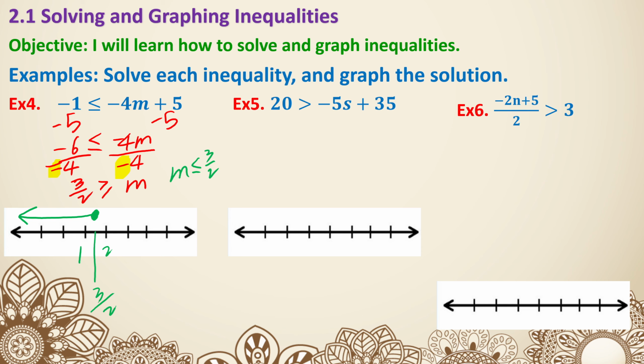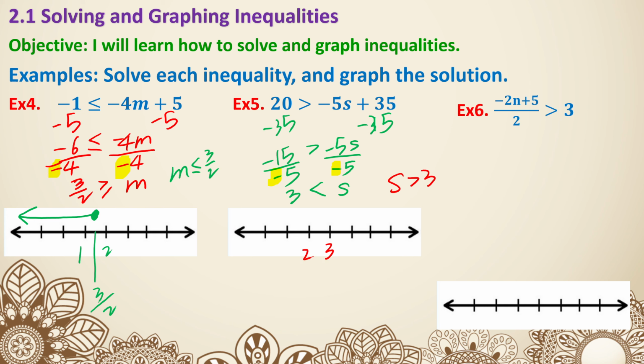Okay, number 5. Minus 35 on both sides. Got negative 15 is greater than negative 5s, divided by negative 5 on both sides. And again, we are dividing by a negative number, so we need to flip the sign, s on the right, 3 on the left. But since our variable is on the right side, we need to flip it to the left side, so s is greater than 3. So 2, 3, 4, a donut pointing to the right.